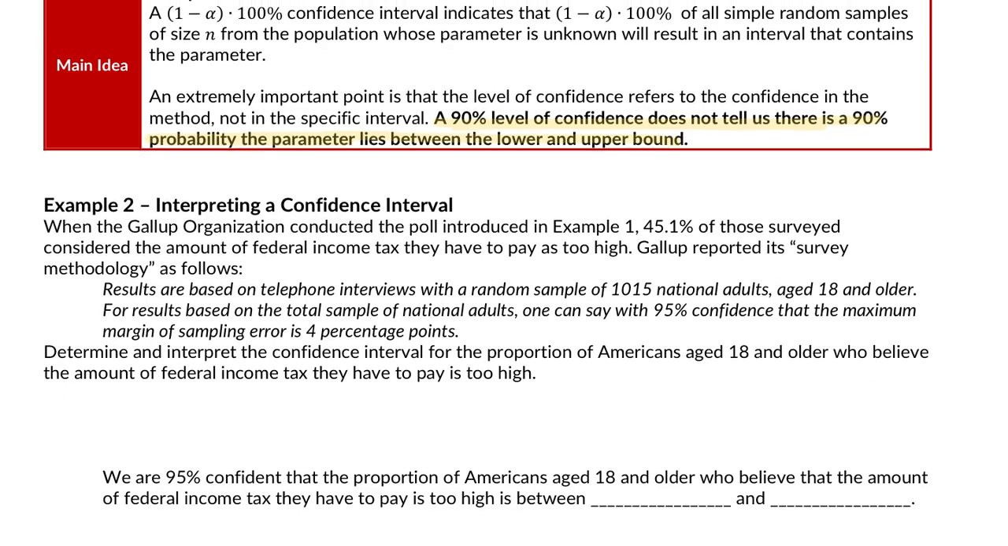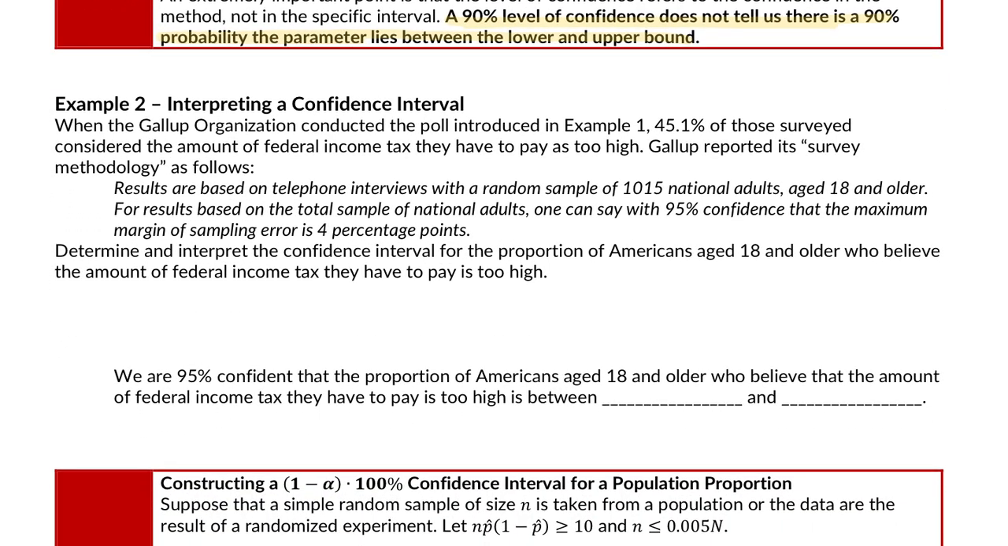So let's see just a little baby question right here. When that Gallup survey conducted the poll from example 1, 45.1% of those surveyed considered the amount of federal income tax they have to pay as too high, because we got 0.451. Gallup reported its survey methodology as follows. Results are based on telephone interviews with a random sample of 1,015 national adults aged 18 and older. For results based on the total sample of national adults, one can say with 95% confidence that the maximum margin of sampling error is 4 percentage points. Let's determine and interpret the confidence interval that they used.